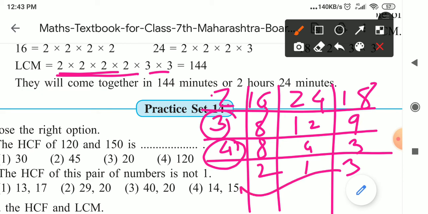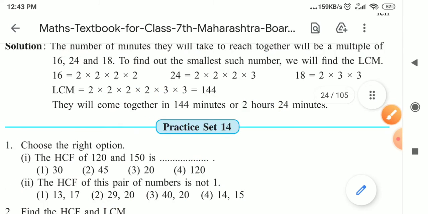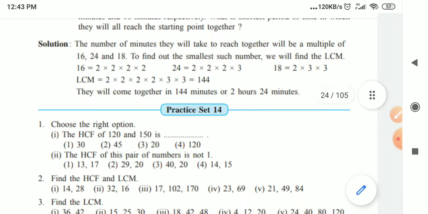I taught you this method, and then write. Otherwise another method is given here, no problem. So today all of you complete practice set number 14.